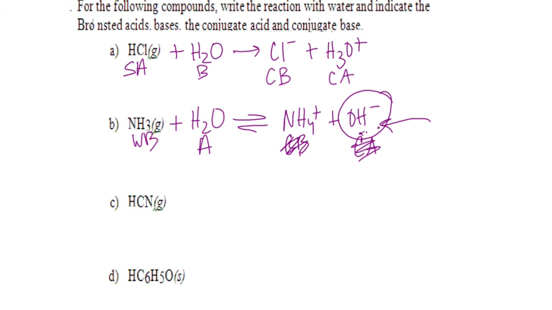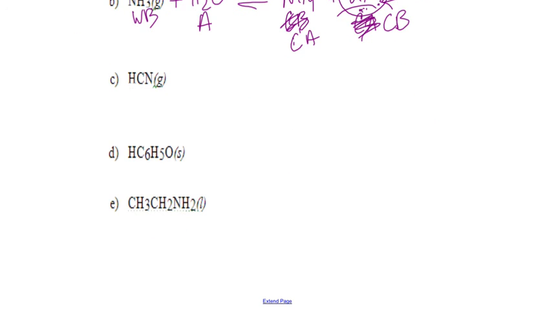Backwards. That one looks like that. This is the conjugate acid, this is the conjugate base. And I caught myself because I knew OH minus could never be an acid. So I saw that and went, nope, that's wrong. All right, HCN, classify it.